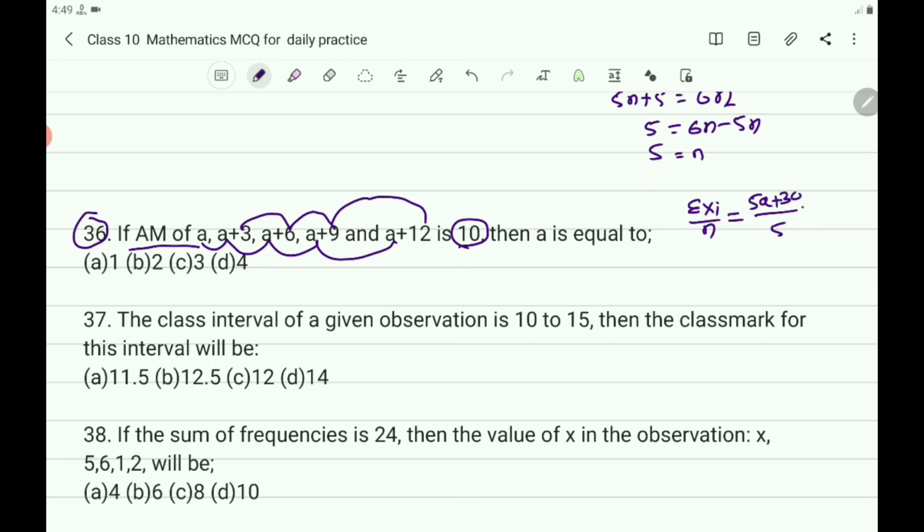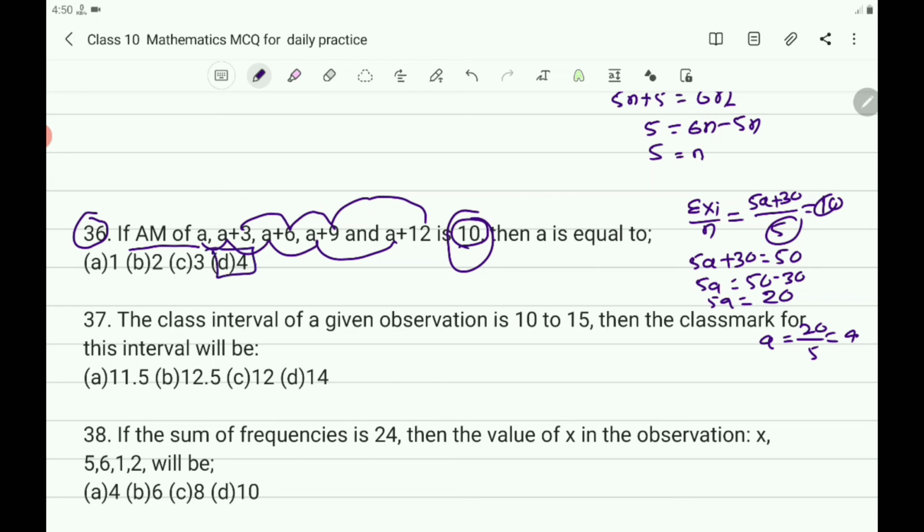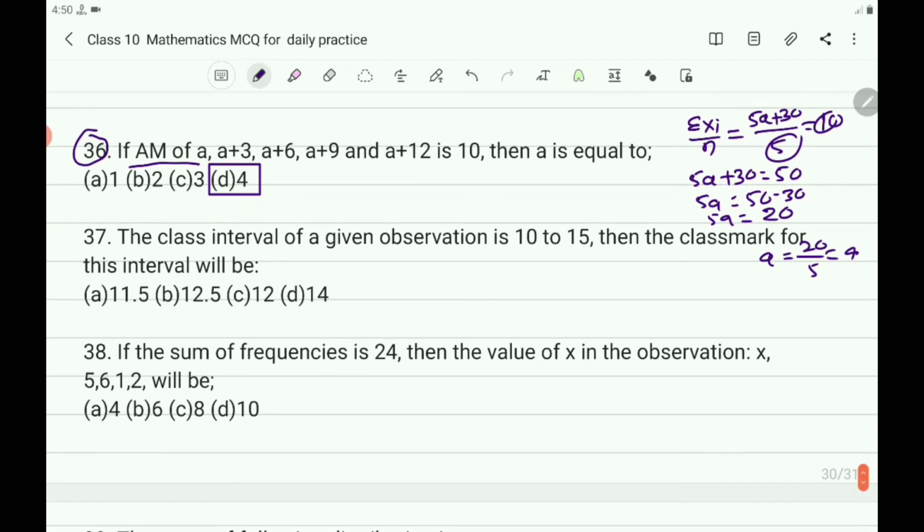That mean equals how much? 10, they gave. So you got (5a plus 30) by 5 equals 10, so 5a plus 30 equals 50. Then 5a equals 50 minus 30. You got 5a equals 50 minus 30, which is 20. So a equals what? 20 by 5. 4 you got. So what is the answer here? Answer D, 4. Option D is the answer.